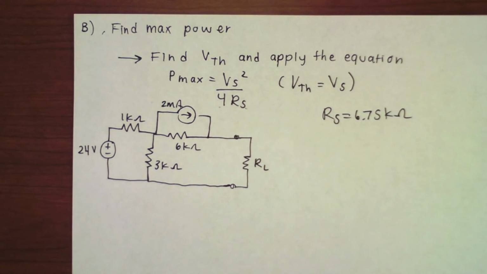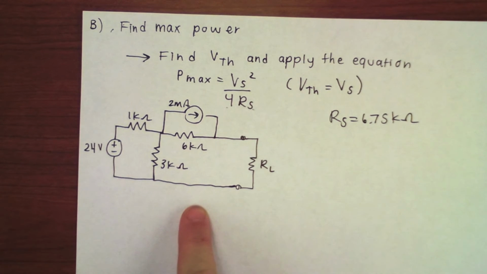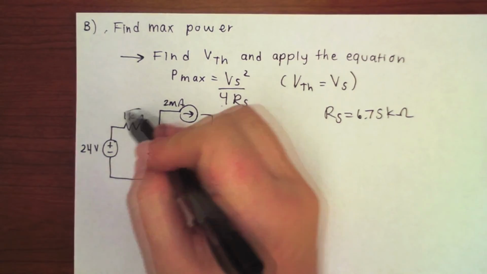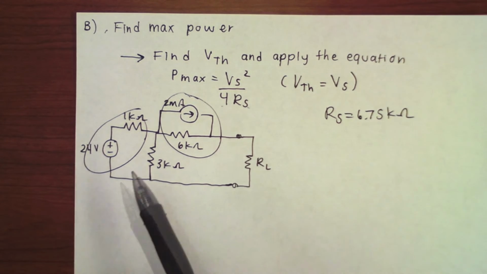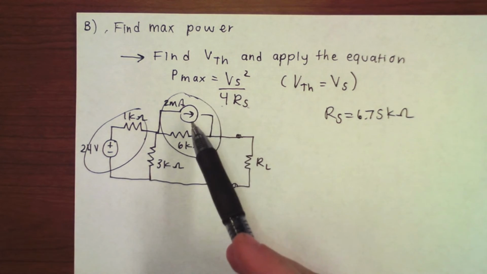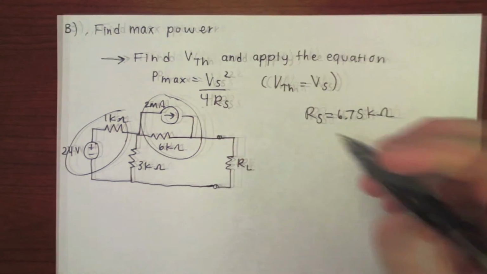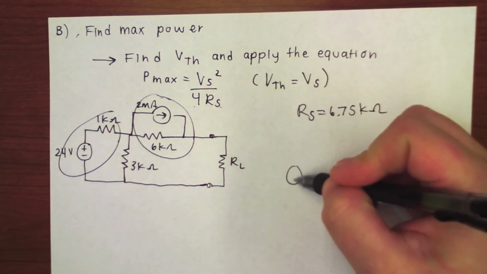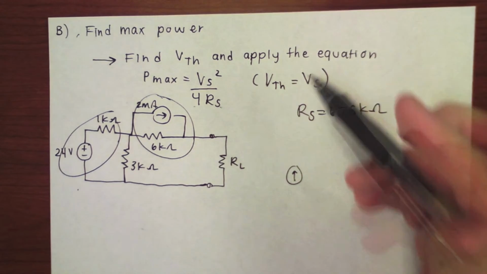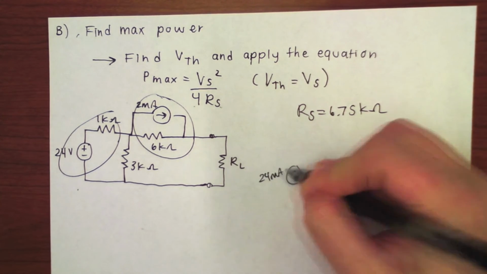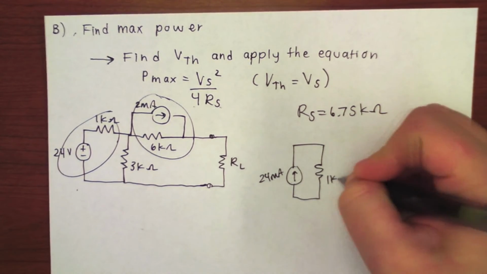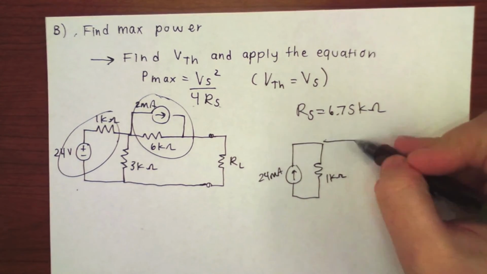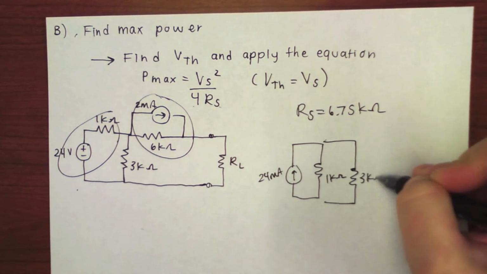Okay, so looking at the circuit, this is the same as the one I drew before. We can find V Thevenin by looking at this right here and this right here and saying, okay, we can definitely do a source transformation of these two, this voltage source and this current source. Doing a source transformation right there, we have a 24 milliamp current source in parallel with a 1 kilo ohm resistor. We still have this right here, this 3 kilo ohm resistor.